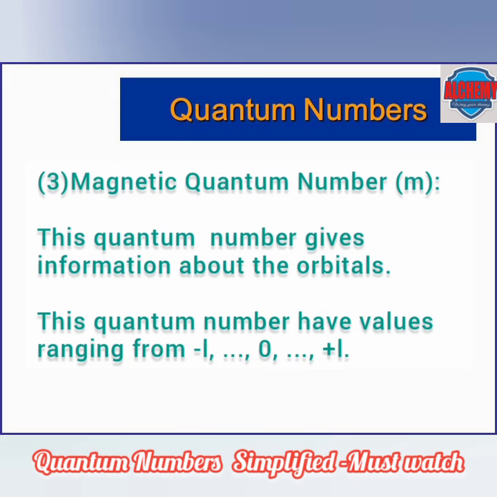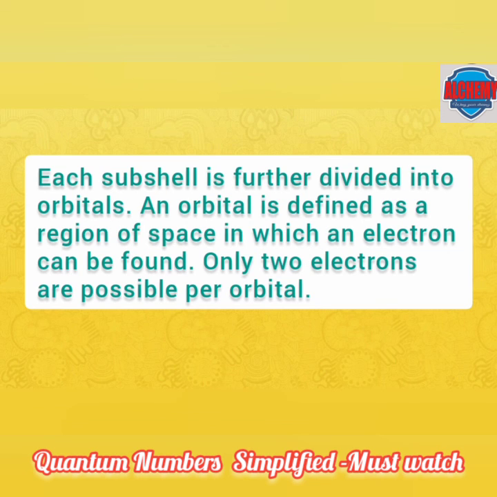The third quantum number is the magnetic quantum number represented by the symbol m. This quantum number gives information about the orbitals. This quantum number can have values ranging from minus L to plus L. Each subshell is further divided into orbitals. An orbital is defined as the region of space in which an electron can be found. Only 2 electrons are possible per orbital.